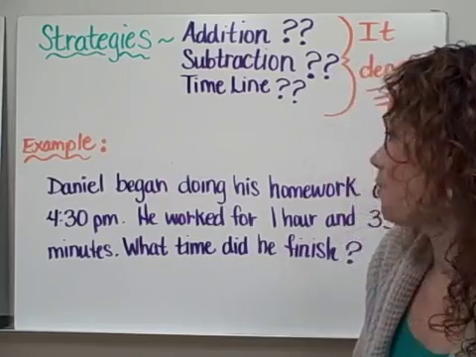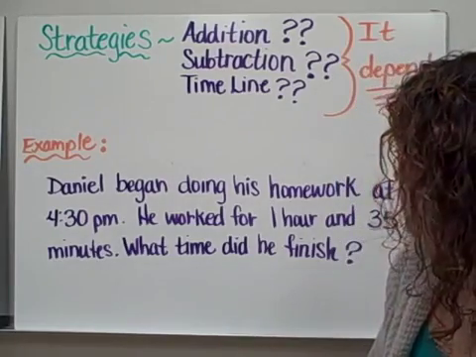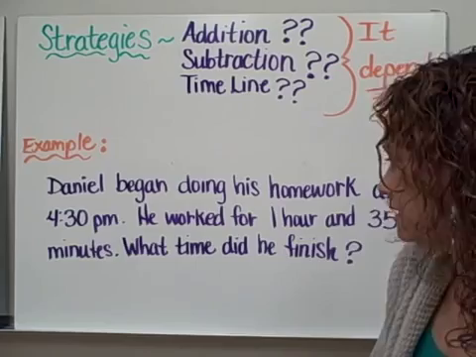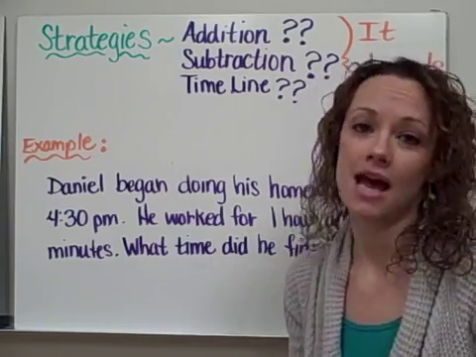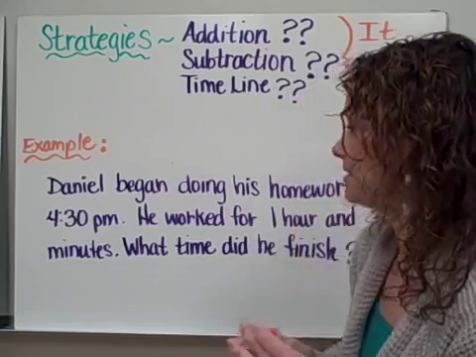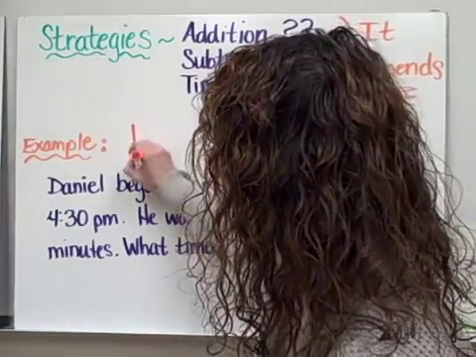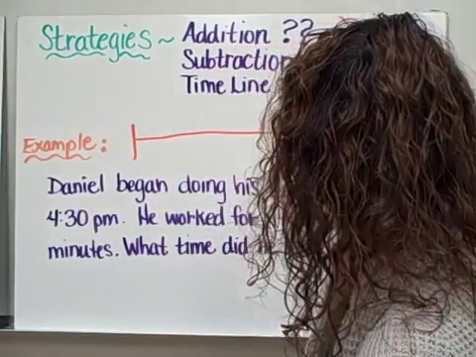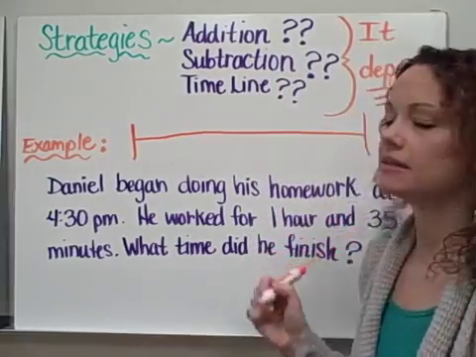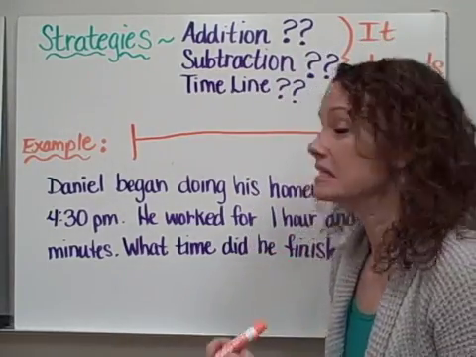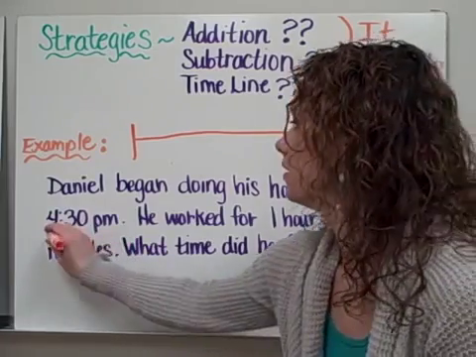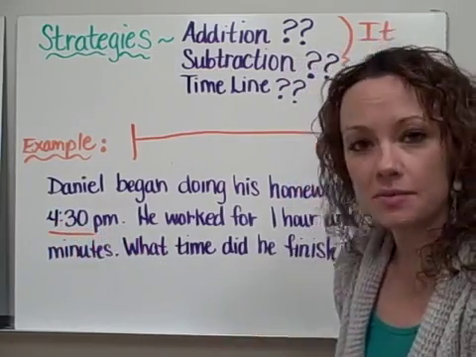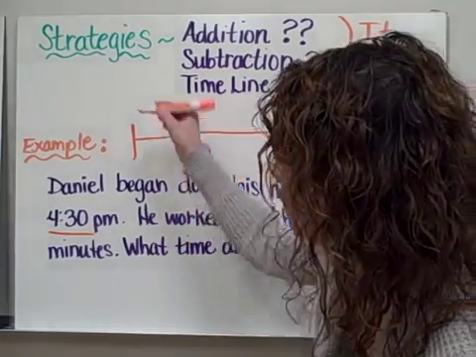Daniel began doing his homework at 4:30 p.m. He worked for 1 hour and 35 minutes. What time did he finish? So I like to draw a little timeline to help me see the time that has passed. So to do this, you would just create a line, and we're going to be labeling this line with time. So what do we know? We know that Daniel began doing his homework at 4:30. So I'm going to label the first spot of my line with 4:30.